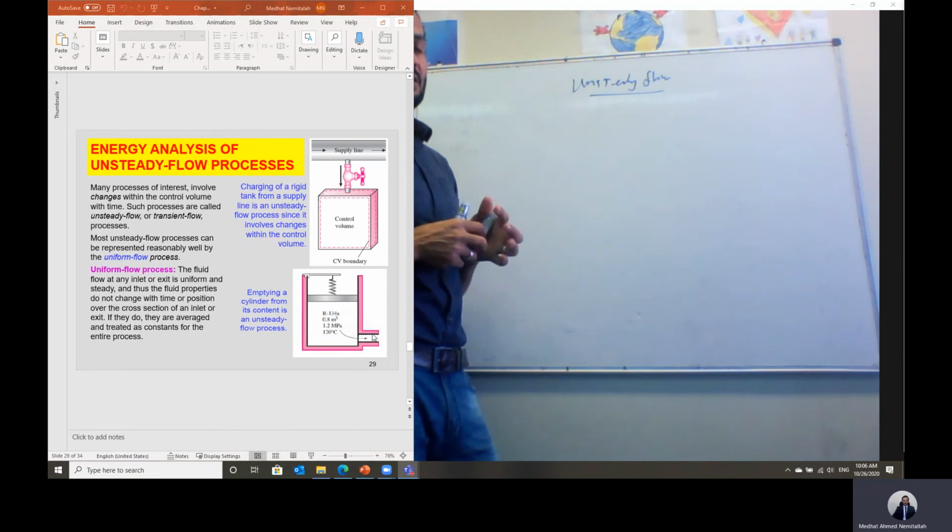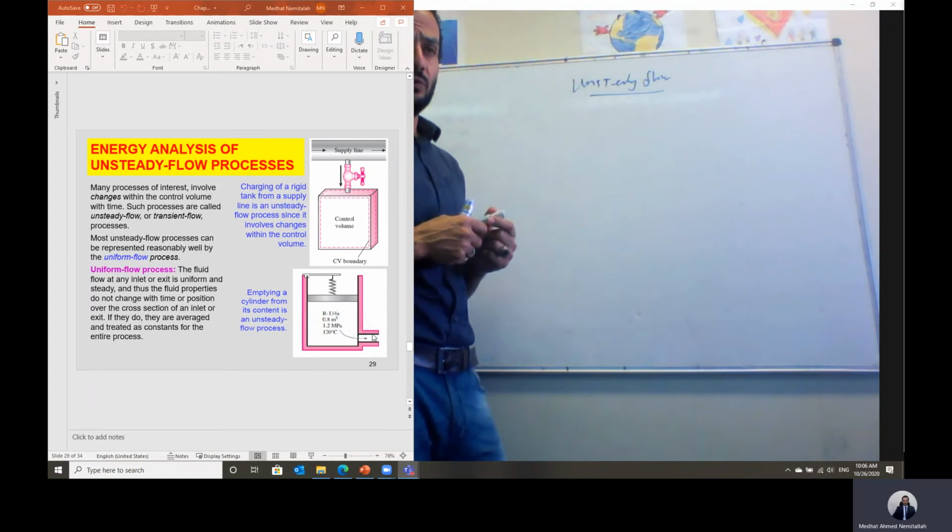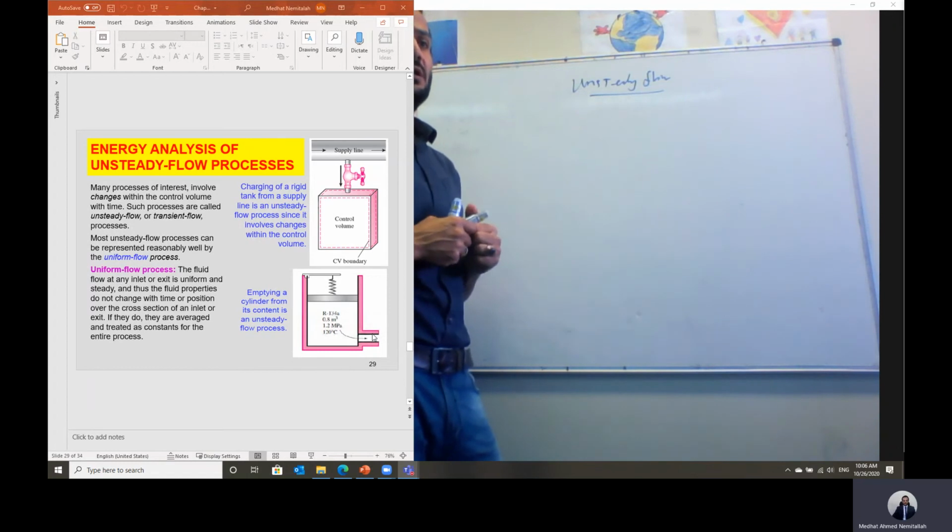So unsteady flow is either charging or discharging. Charging means we are filling a tank, with mass flow rate in and no mass flow rate out. Discharging is the reverse. We have mass out, we don't have mass in. Or we may have mass out and mass in, but mass in does not equal mass out, and this is the case of unsteady flow.